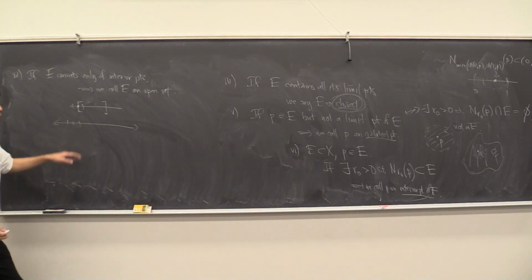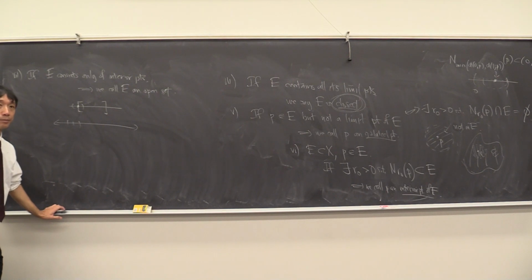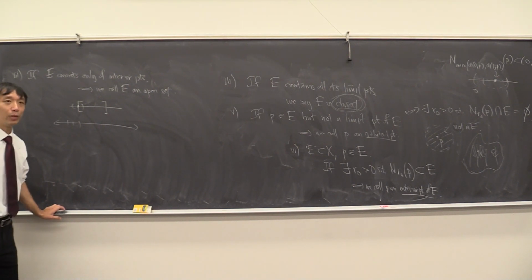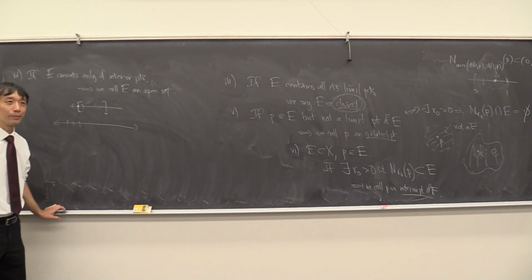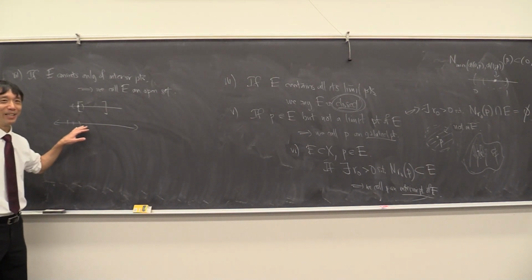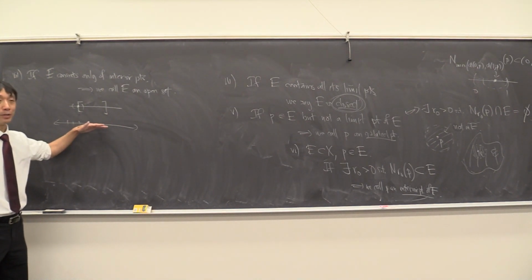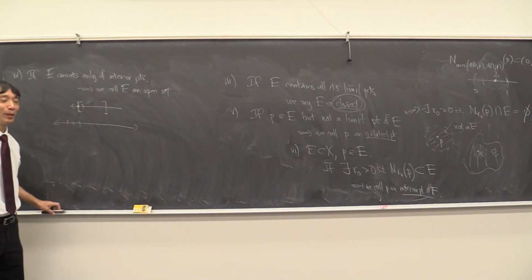Is the real line a closed set? Does it contain all its limit points? Well, it's the whole space, right? So yeah, it is also a closed set. So it's closed and it's open. We call such sets cloped.